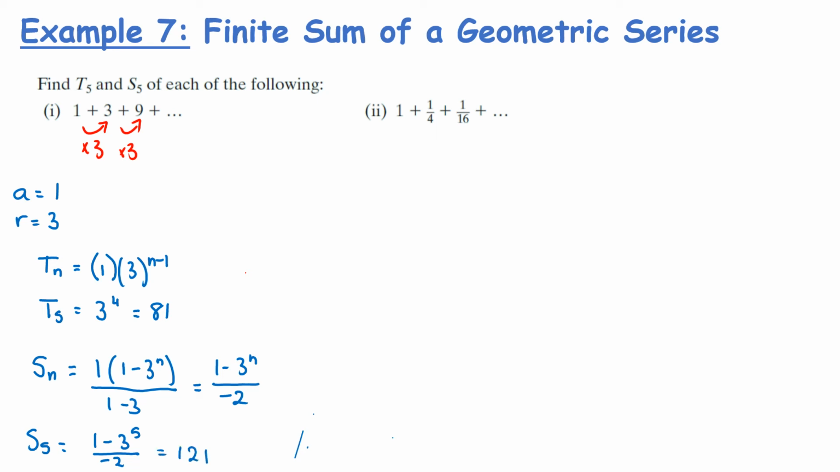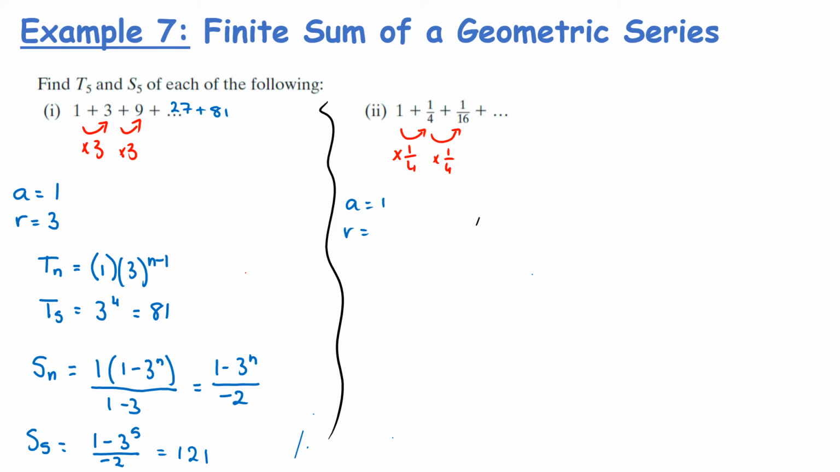Now you could have continued on. We had 3 terms here. So the next term is 27. The next term is 81. So there's my 81. And actually quite quickly you can add 1 and 3 and 9 and 27 and 81 and still get your 121. But I really wanted to practice using those formulas. So our second series we have here, just double checking that it is a geometric series because they didn't say that, and yes it is. It is a geometric series where a is 1 and r is a quarter.